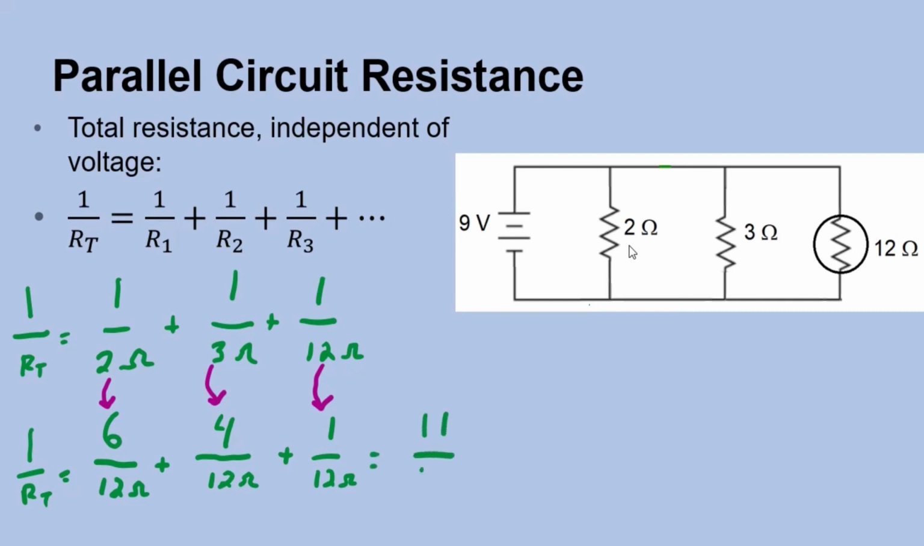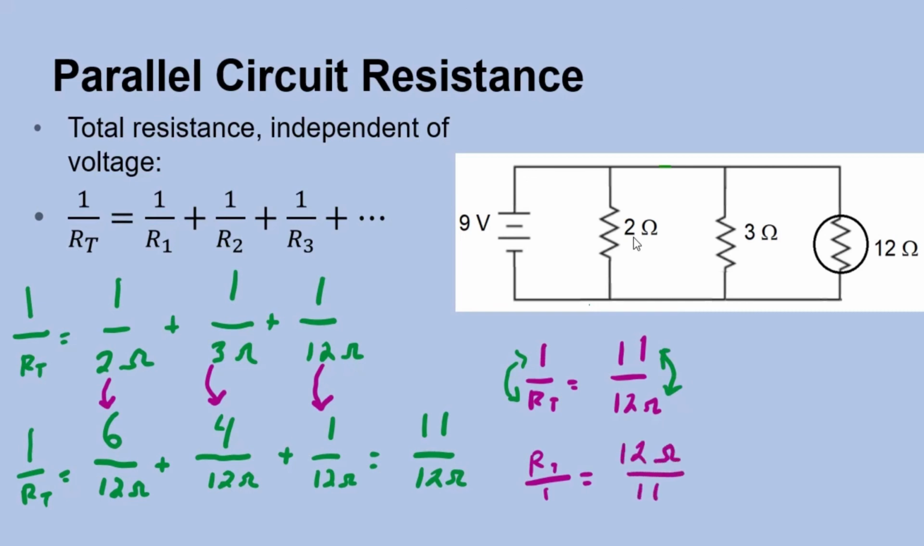11 over 12 ohms. That is not the final answer, because remember, this is 1 over the total resistance. So 1 over the total resistance is 11 over 12 ohms. So all we need to do simply is take the reciprocal of this left side here, so that we end up with the total resistance over 1. And if we take the reciprocal of the left side, we need to take the reciprocal of the right side, and therefore we get 12 ohms over 11, and all that together then gives us 1.09 ohms.